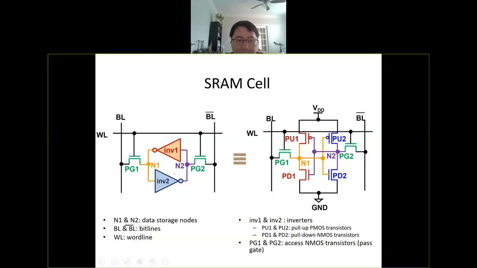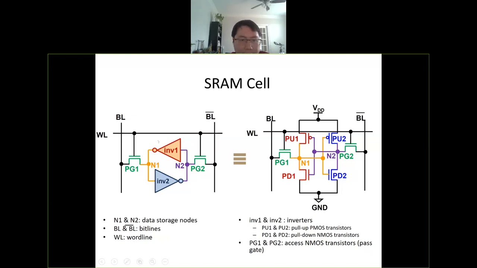And here we have some terminologies for this circuit, and we are going to discuss them in more detail. First of all, we talk about the N1 and N2 nodes. Those 2 nodes are the data storage nodes because we store the data there. As I just said, it's easier to always look at the N1 node, which is attached to the bitline, because the other one is always complementary. Then we have the bitline and bitline bar.